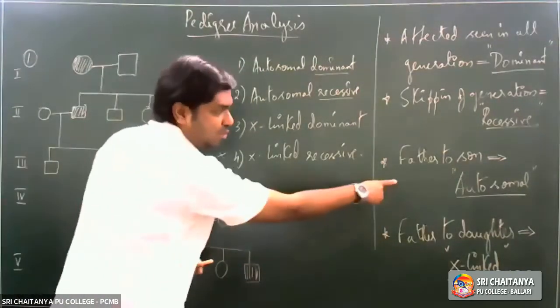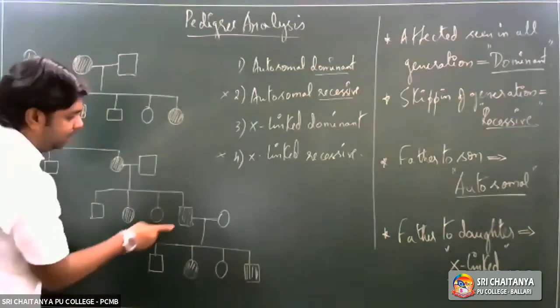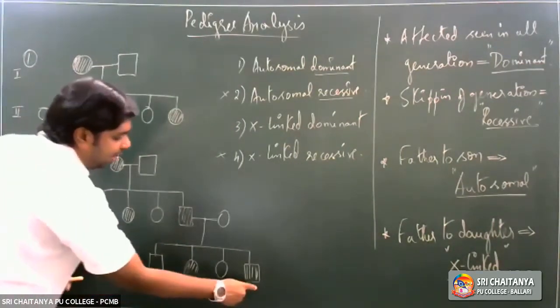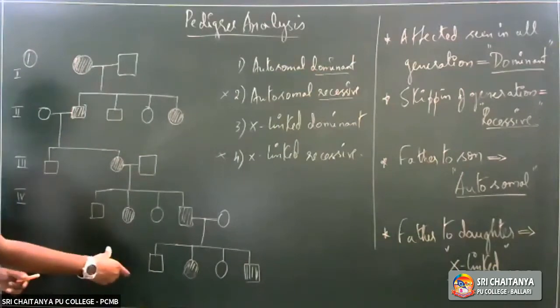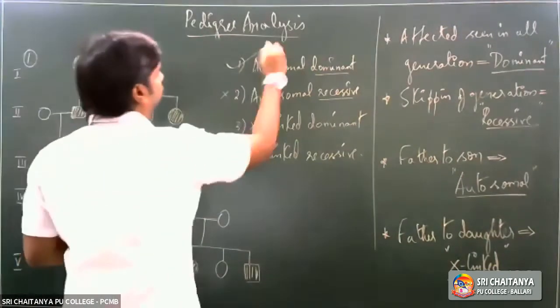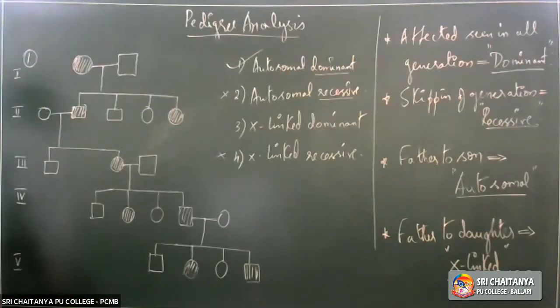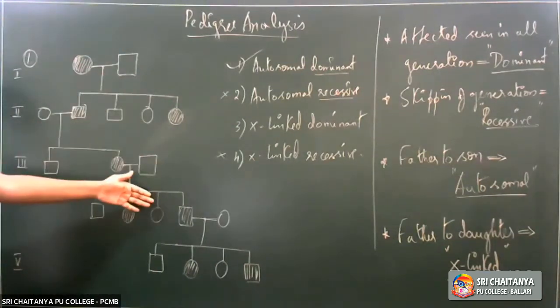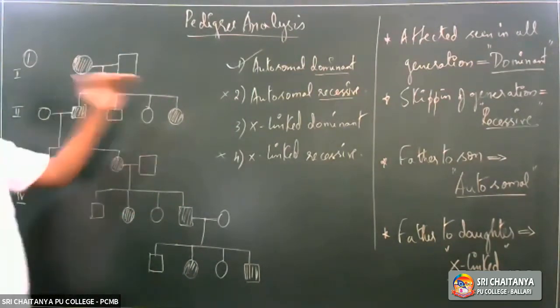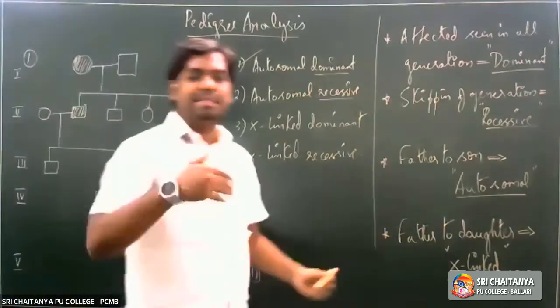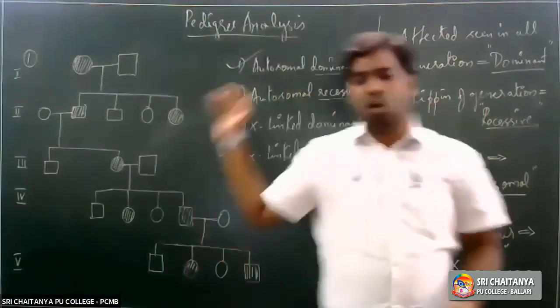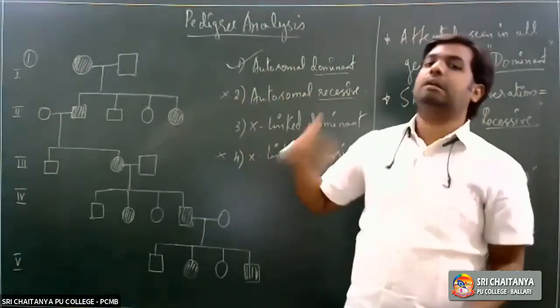Similarly, an affected father has an affected daughter and son together in the same generation, so we would go with an autosomal dominant disorder. Now we know that it is an autosomal dominant disorder. Now let us start re-verifying whether it is autosomal or not.